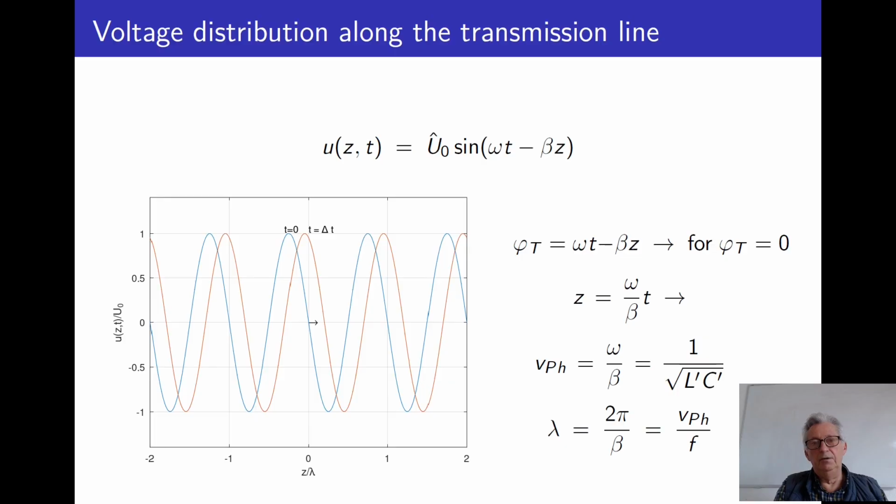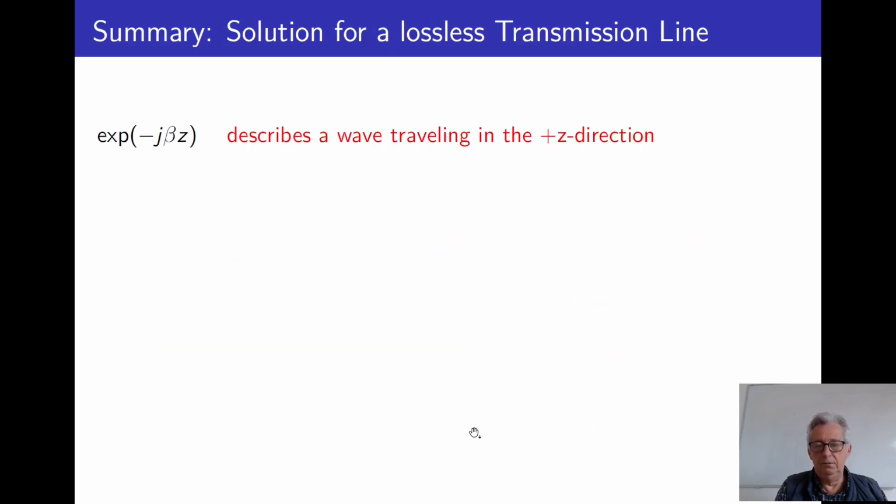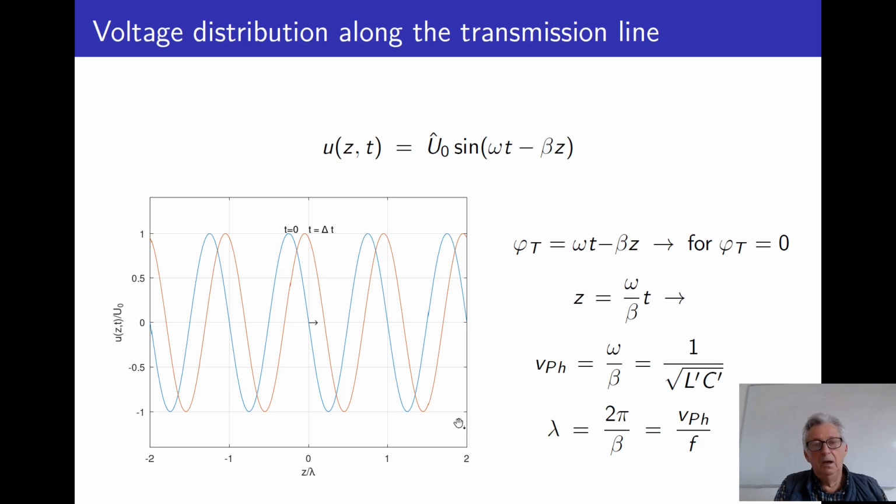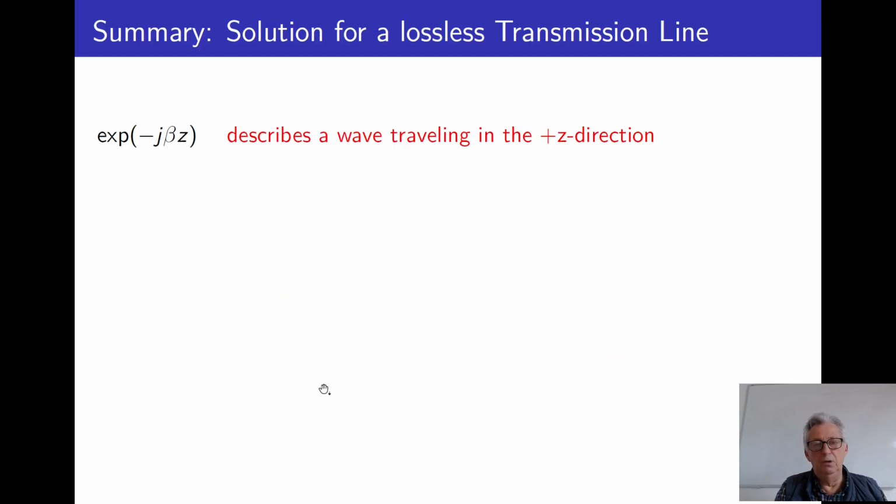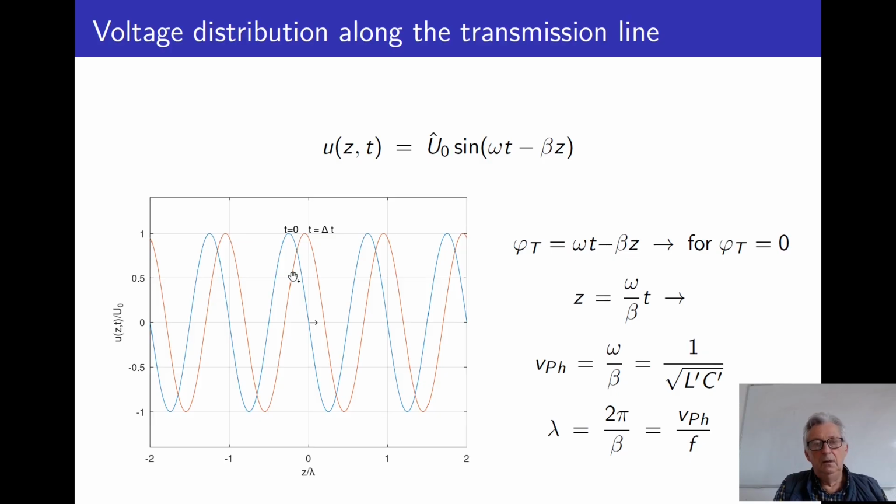For this purpose, I sketched here this function at two different time points. One is at the time t equal to 0. This is the blue line here. And one for the time t equal to a certain point delta t.